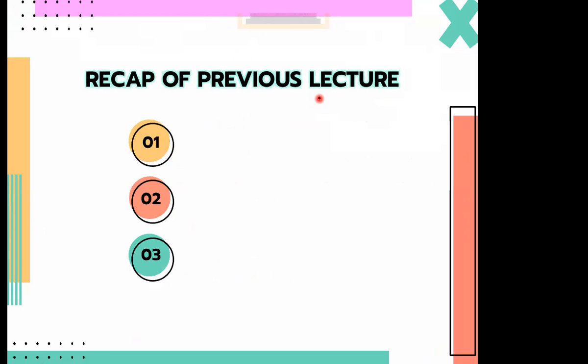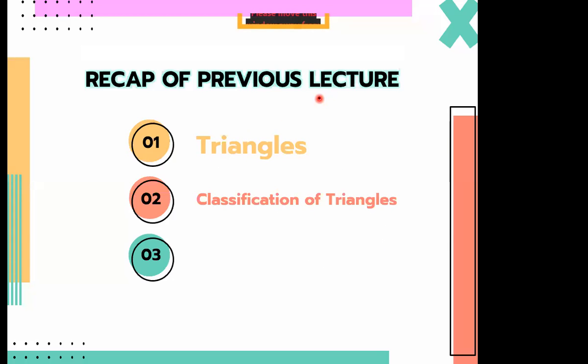Before starting the lecture, I am going to quickly review the topics that we have covered so far in this chapter. First, I explained the definition of triangles, then classification of triangles, and then we learned about quadrilaterals. These were the topics that we discussed in our previous lecture. When we started the chapter triangles and quadrilaterals, we covered triangles, classification of triangles, and quadrilaterals.